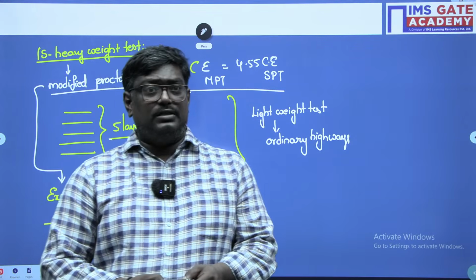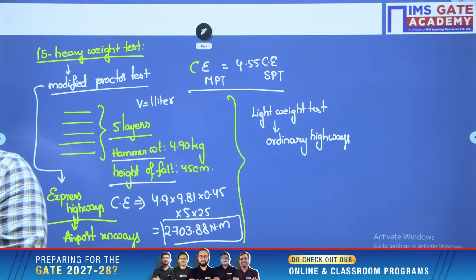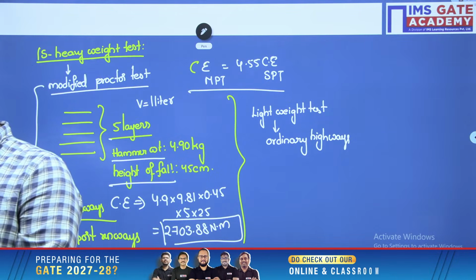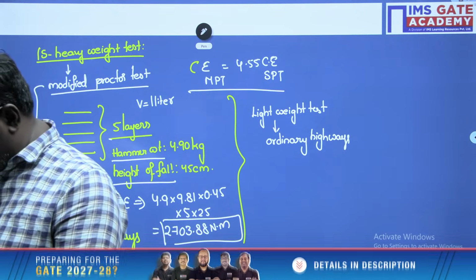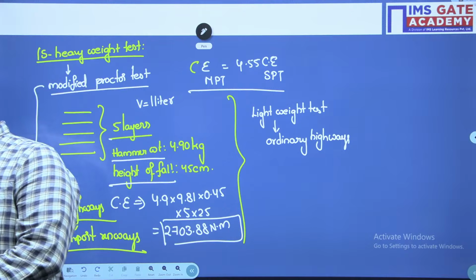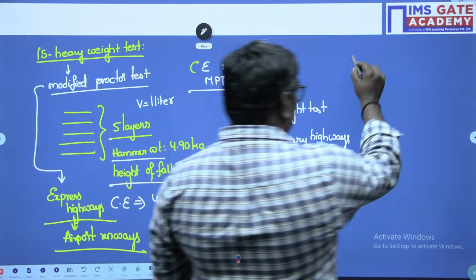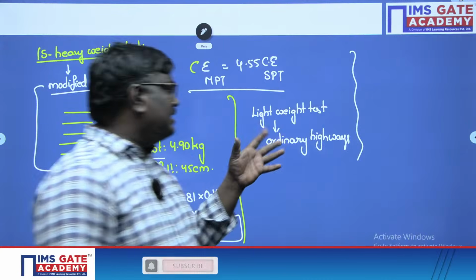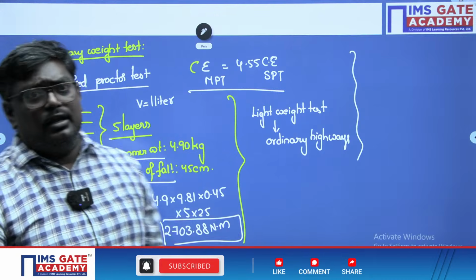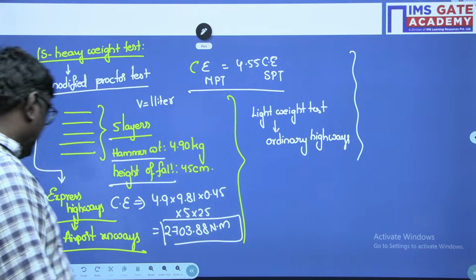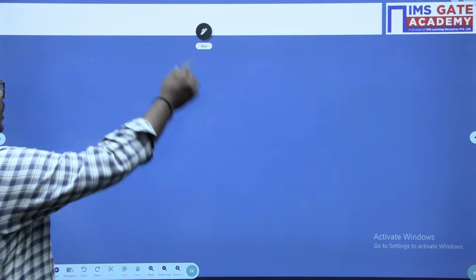Any doubts in this? So please write down here: the comparative effectiveness of modified Proctor test is what? It is 4.55 times the standard Proctor test. Agree, students? Any doubts in this? So these applications, light compaction test, heavy compaction test, you are aware already. Now let us understand the factors affecting the compaction.